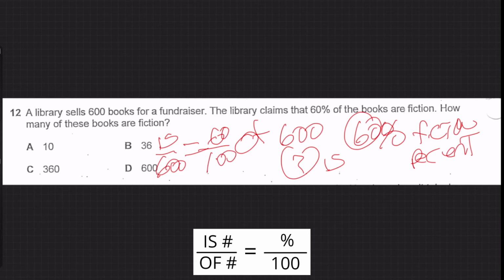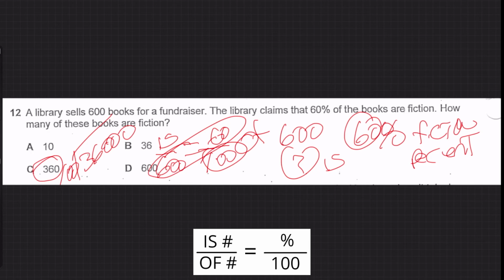We can easily cross multiply 600 times 60, which gives us 36,000. And we can divide by the only number that's left, which is 100. 100 into 36,000 winds up being 360. How'd you do on that one? That one was pretty simple.